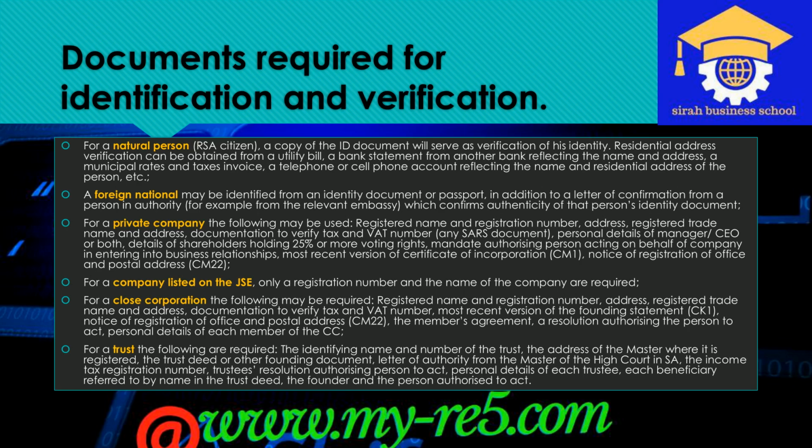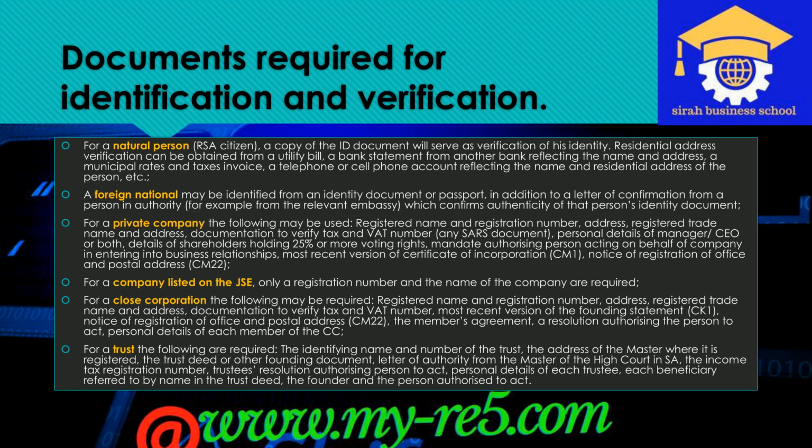For a private company the following may be used. Registered name and registration number, address, registered trade name and address, documentation to verify tax and VAT number, any SARS document, personal details of manager, CEO or both, details of shareholders holding 25% or more voting rights, mandate authorizing person acting on behalf of company and entering into business relationships, most recent version of Certificate of Incorporation, CM1, Notice of Registration of Office and Postal Address, CM22.